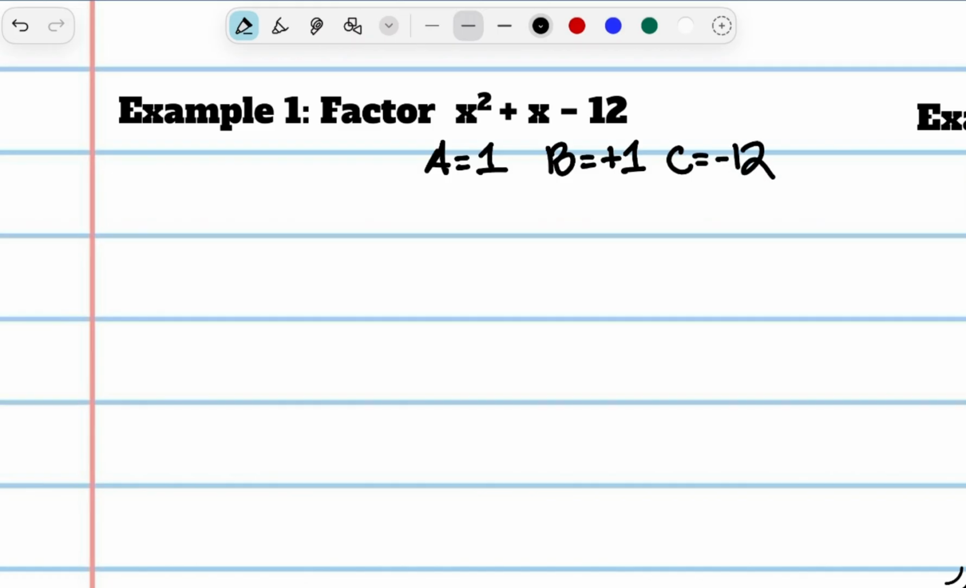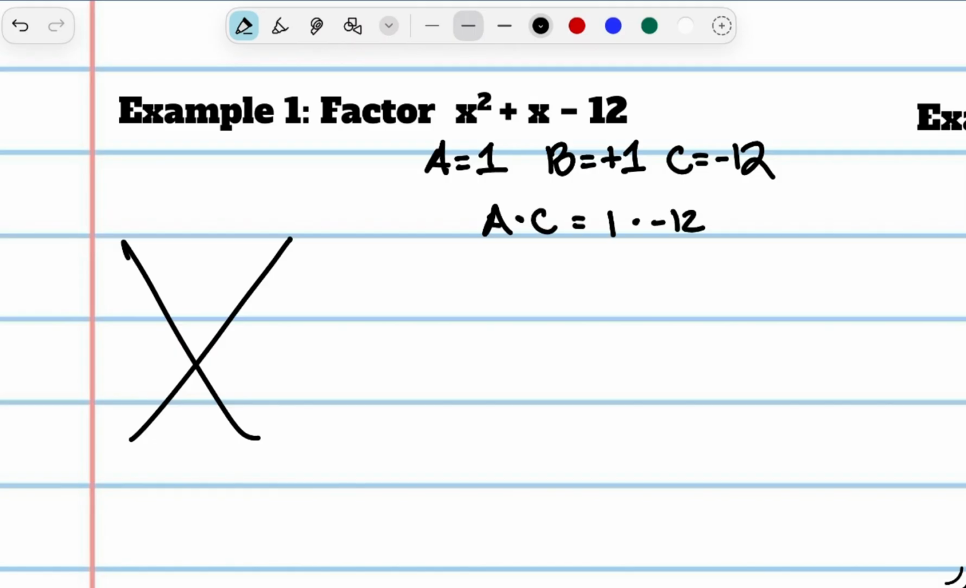So after we identify a, b, and c, the next thing we do is we draw x. So in our x, after we get that drawn, we need to multiply our a times our c. So a times c, which in this one is 1 times negative 12, which is negative 12, goes to the top of our x. And then at the bottom of the x will be our b term, which is a positive 1.